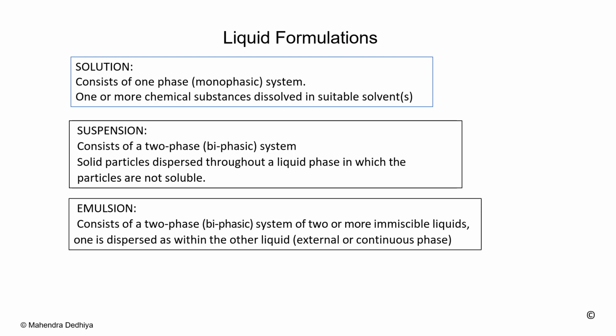Emulsion consists of another biphasic system of 2 or more immiscible liquids. One liquid is dispersed within the other liquid, i.e. external or continuous phase. Again, we'll go into great detail in all 3 different formulations, that is solution, suspension, and emulsion, in this book.